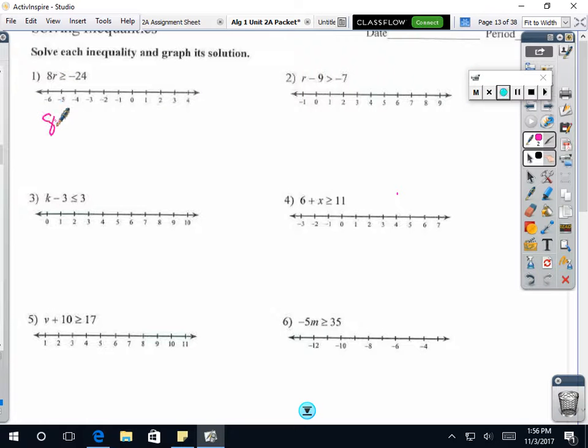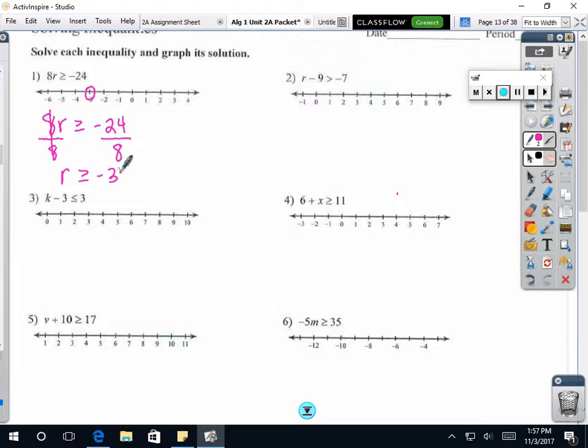So the first thing that we're going to do is we're going to solve it. And what do I mean by that? Actually, I'll just answer all the questions. It means get r by itself. So I have to divide by 8 to cancel it, and I divide this side by 8. So I'm left with r is greater than or equal to negative 3. Once you get your number, you circle it on the number line.